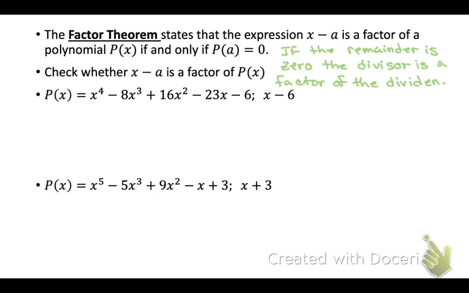Okay, so the question is x minus 6, or in other words, x equals 6. So is x minus 6 a factor of x to the 4th minus 8x cubed plus 16x squared minus 23x minus 6? So what do I need to do? Synthetic division. So 6 is my divisor. Is my dividend in order? 4, 3, 2, 1, 0. Gaps? No. So what are my coefficients? 1, negative 8, 16, negative 23, negative 6. Okay, so do this one and the next one to make sure you got it.